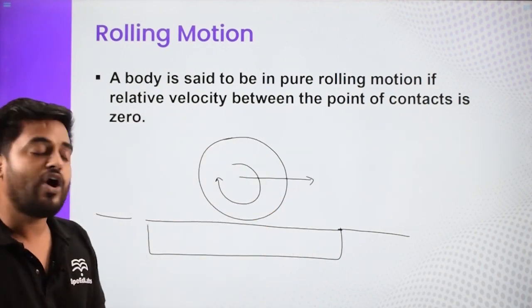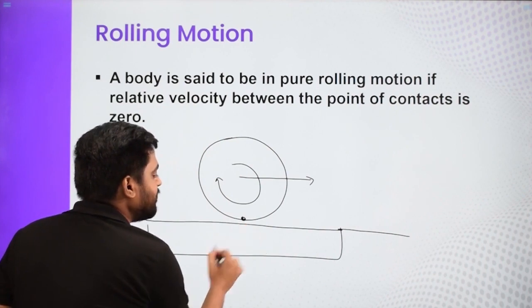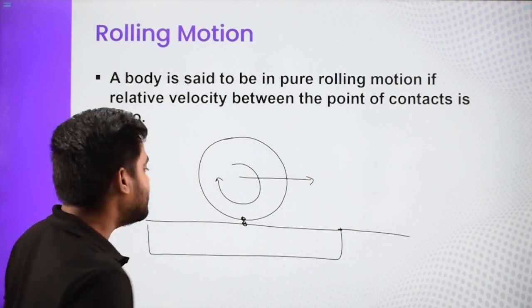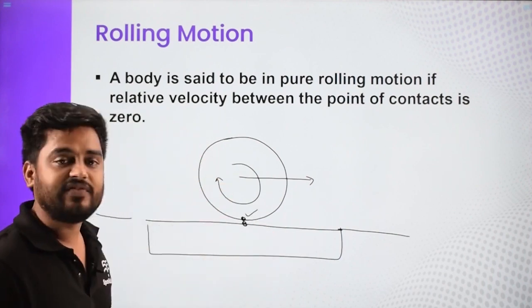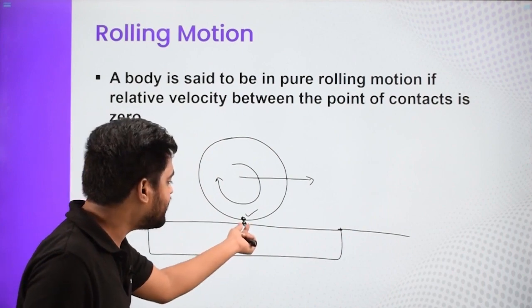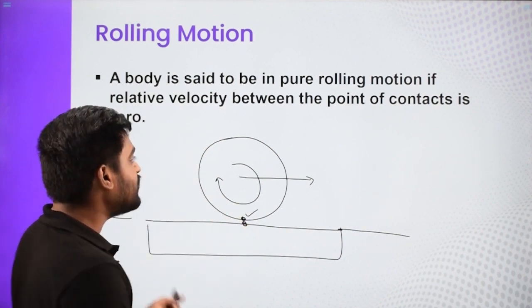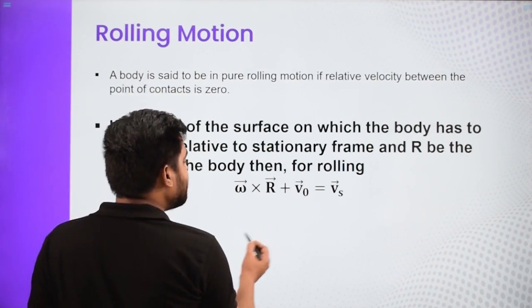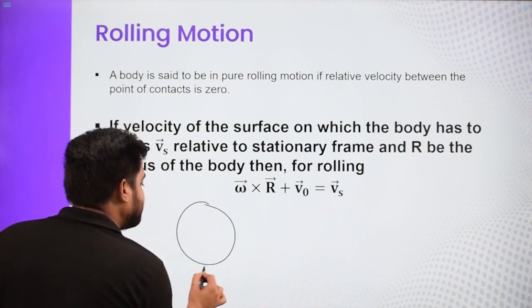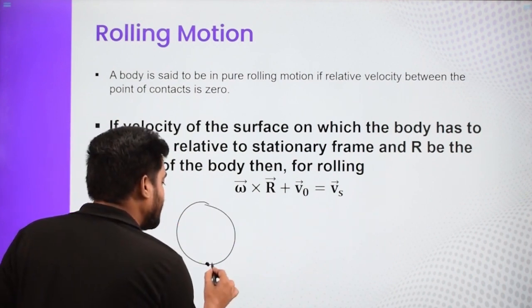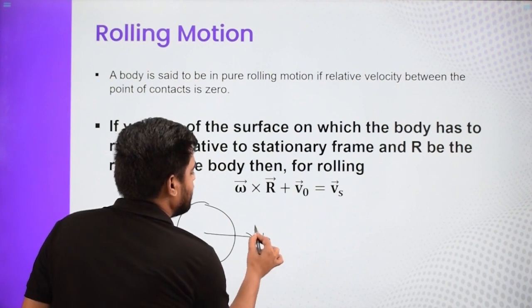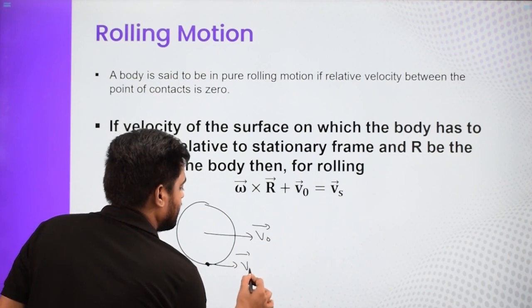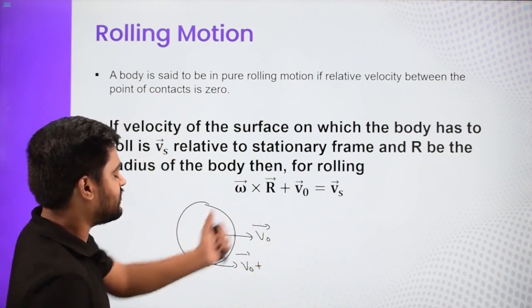It is called pure rolling if these 2 points, the point which is in contact with the ground, both have the same velocity. So this is the velocity of the point of contact on the rolling object, and this is the velocity of the point of contact on the surface. If these two velocities are the same, then we say that there is pure rolling. What is the velocity of this point which is lying on the object? It is going to be v naught, the velocity of the center of mass of the object, plus omega cross r.